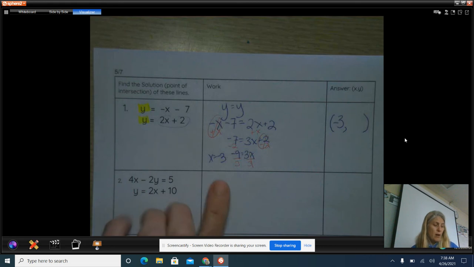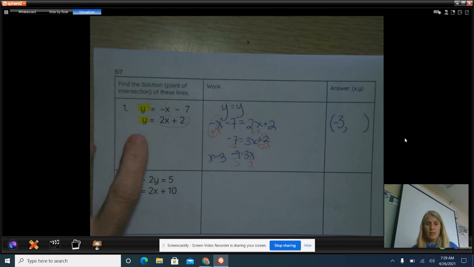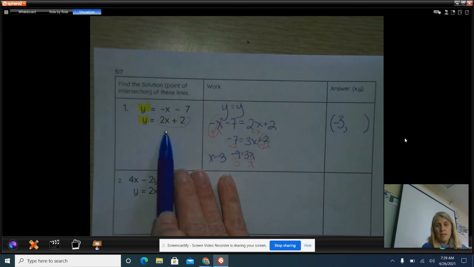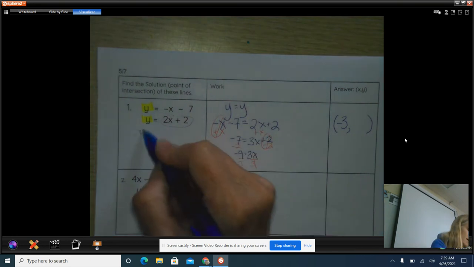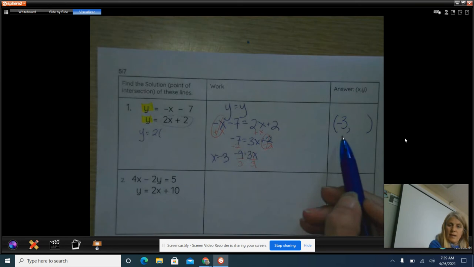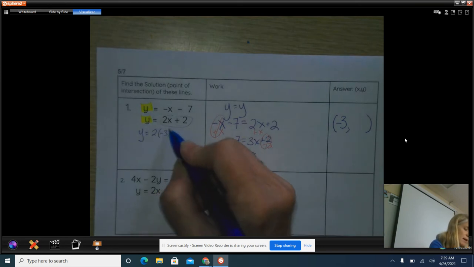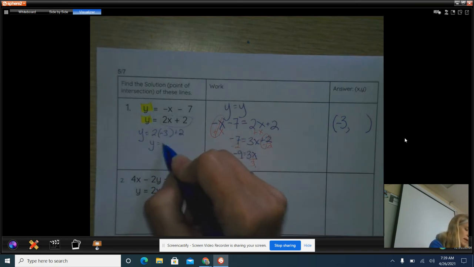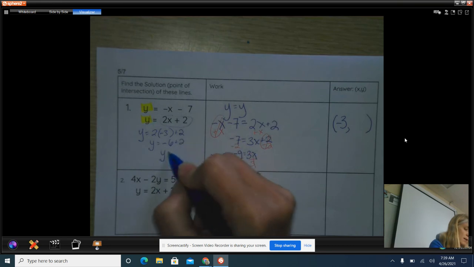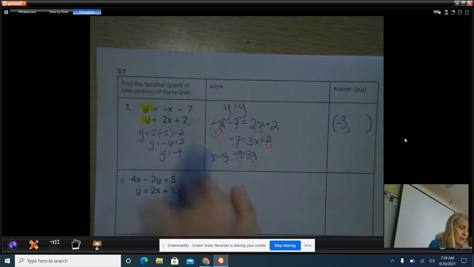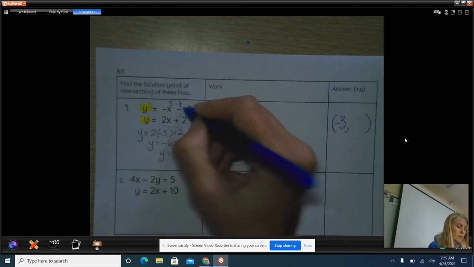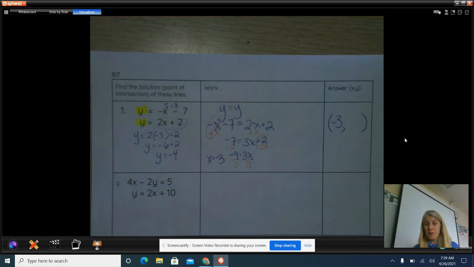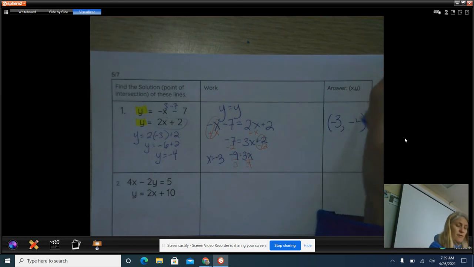Now that we know what our x is, we're going to substitute it into either the top or the bottom to solve for y. I'm going to use the bottom one simply because there are fewer negatives. So y is equal to 2 times negative 3, plus 2. Y is equal to negative 6 plus 2. Y is equal to negative 4. Now, if I plugged it in the top one, I would get 3 minus 7, which is also negative 4. So once again, it doesn't matter which one you pick. You just use which one is better for you.